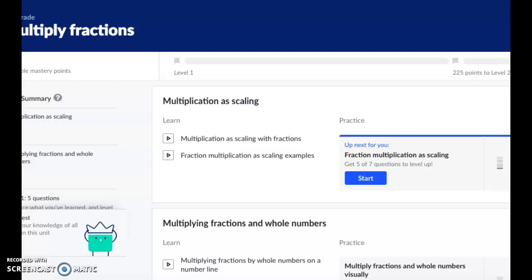Khan Academy Multiply Fractions, subtopic Fraction Multiplication as Scaling.